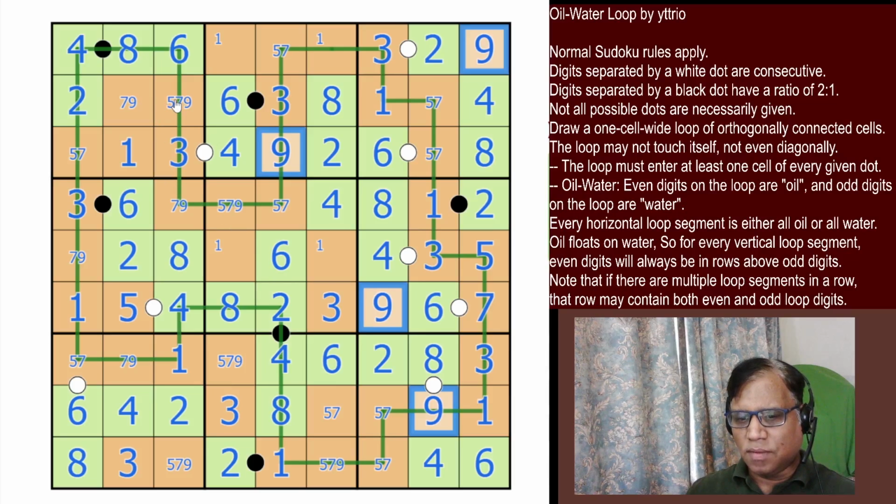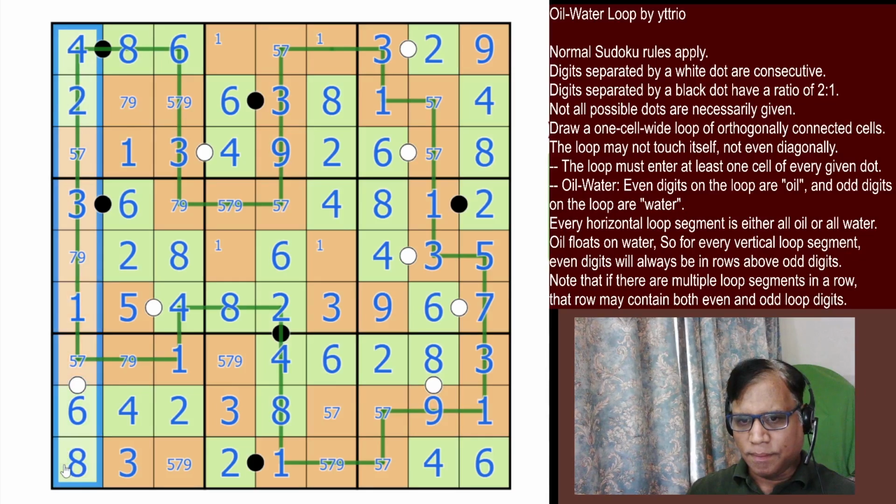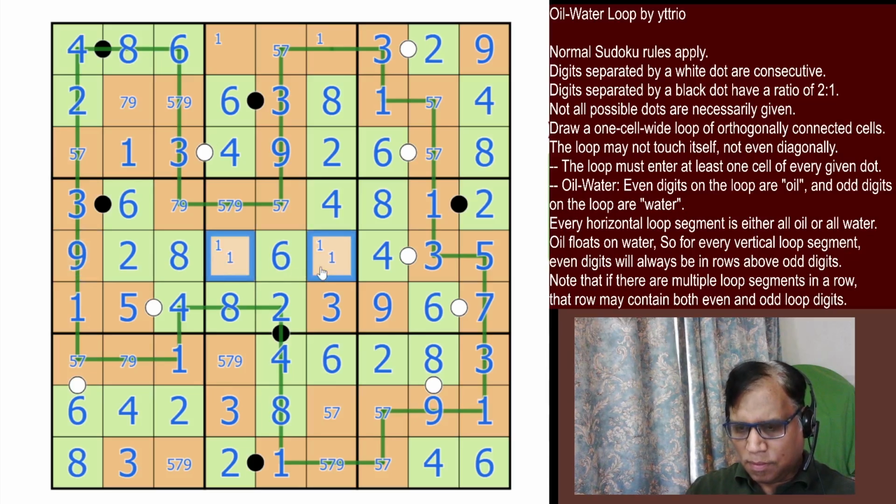No, 9 is one of these, sorry. Okay, where is 9 here? That's the only 9, right? In fact 5, 7, 5, 7. So that has to be 9. Okay, that 9 means this is now 1, 7.